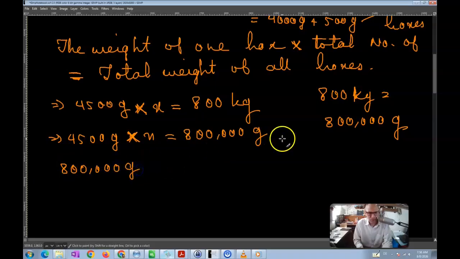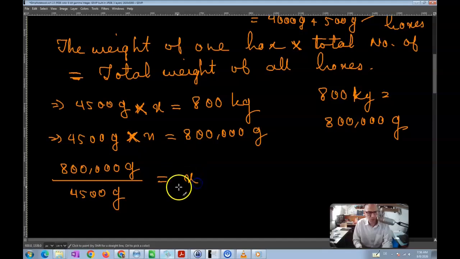To solve this equation, the number which is alone on one side, 800,000 grams, if you divide it by any of these two numbers, whichever one helps you, is equal to the other number. Of course I don't want to divide by x because I don't know what x is, but I can divide by 4,500 grams, and that is equal to x. So this way I can get to x. And grams and grams in the numerator and denominator you can cancel out.